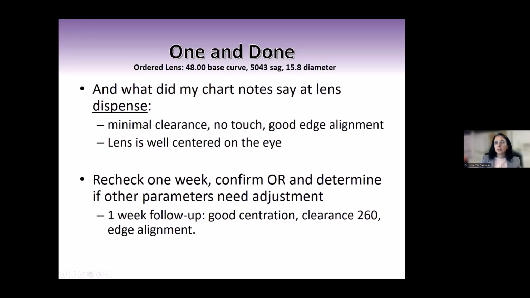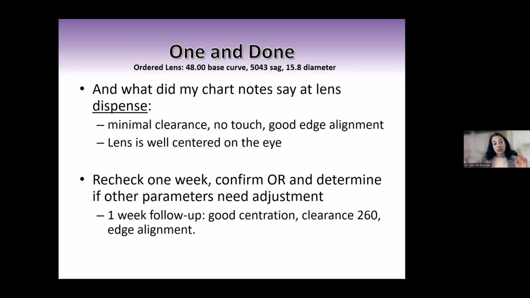And what did I say at dispense? I said, hey, minimal clearance, great, no more touch. Even better, good edge alignment, lens is well centered on the eye. Okay, so nothing bad about that. Could I have probably improved that fit at that dispense? Oh, I'm sure I probably could have. Did I? No, because I'm patient.